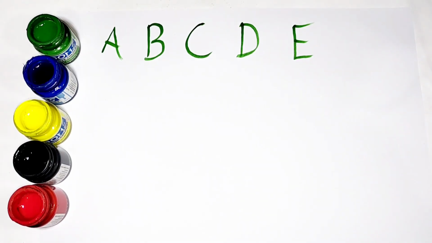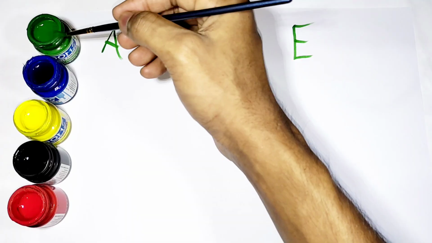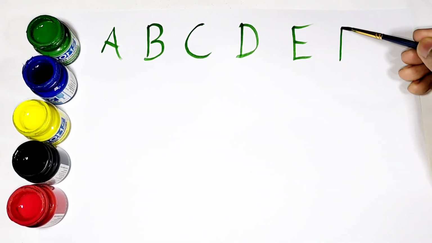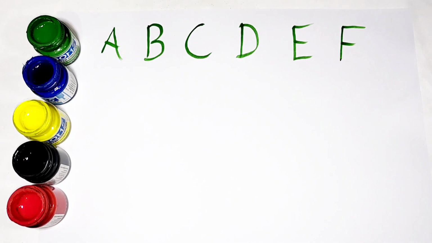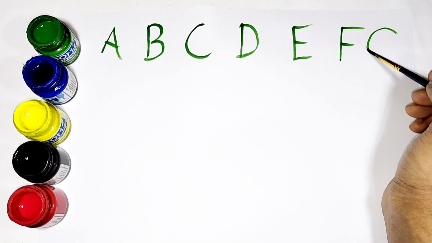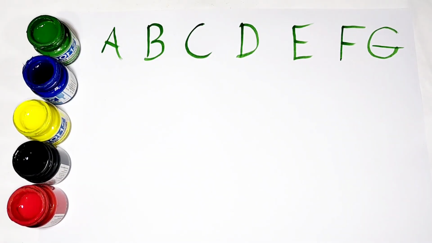The next one is F. F for fish, F for fan. The alphabet of F. And the next one is G. G for gorilla. Kids, the next one is H.